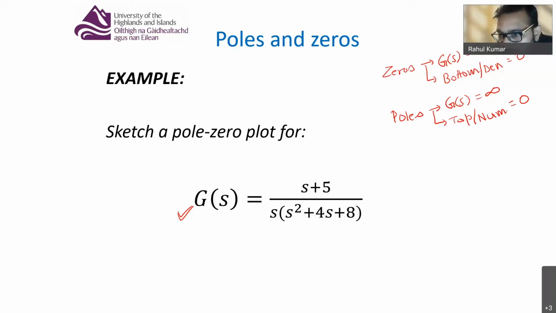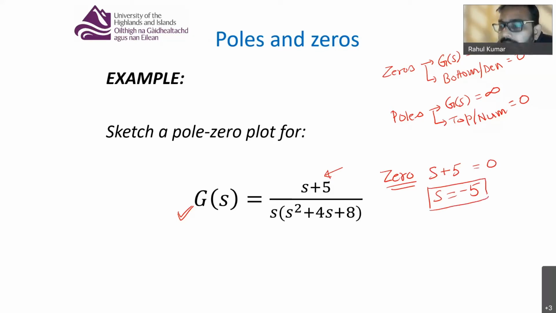So let's try and find the values of zeros first. For the given transfer function, the value of zero we can find by equating the top line equal to 0. So s plus 5 equal to 0. So that means s will be minus 5. So this is the one and only zero of my transfer function.